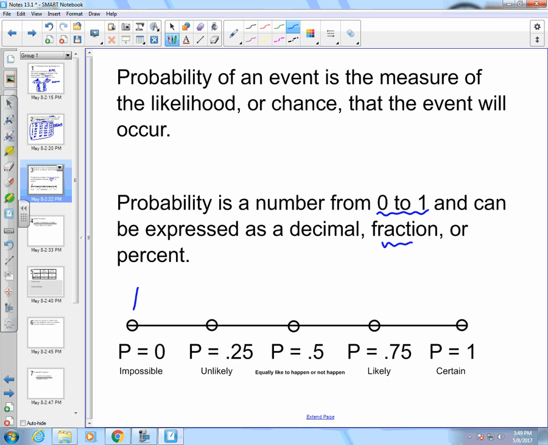If it's not likely, if it's not going to happen at all, that's a probability of 0. It's impossible to happen. If it's absolutely certain to happen, that's a probability of 1. The probability of 1/2 means that it's equally likely to happen as not happen. And then you can see, as we have our numbers here, 0.25 is kind of unlikely, and 0.75 is more likely to happen.